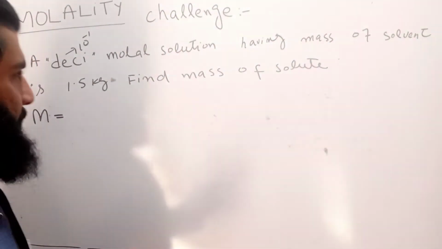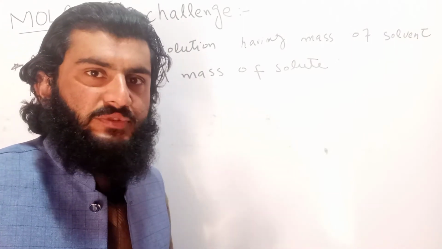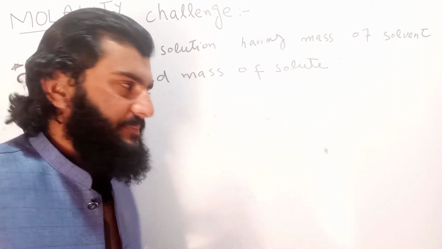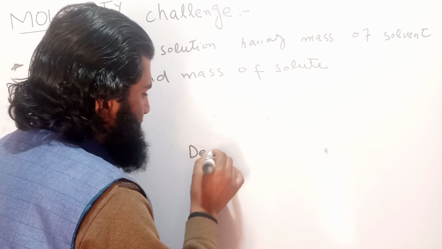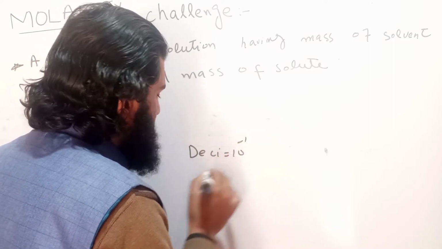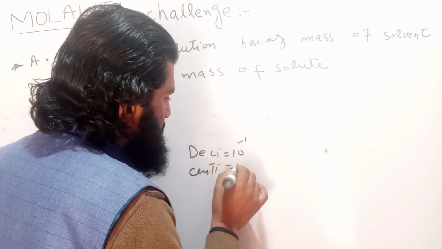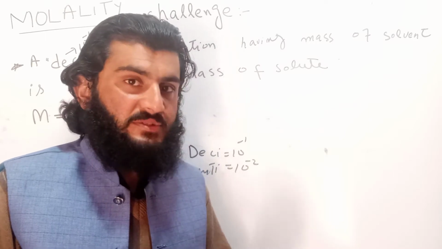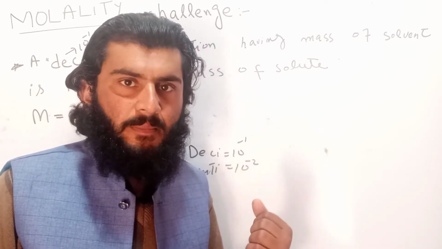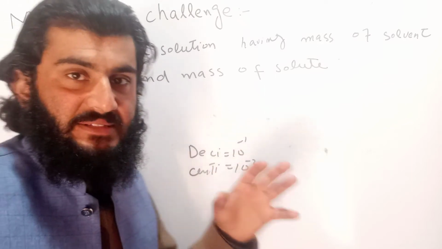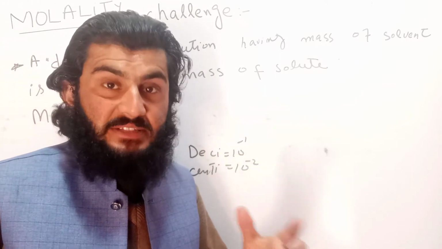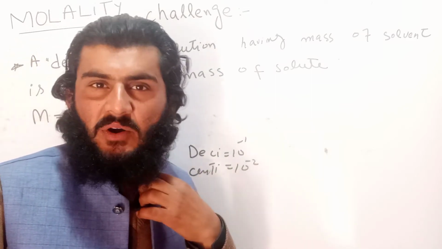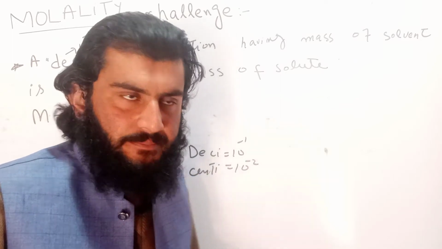In the previous lecture question which we resolved, I forgot, but you should know deci means 10 raised to the power minus 1. Centi means 10 raised to the power minus 2. Clear? If the question had been a centimolar solution, then put 10 raised to the power minus 2 instead of 10 raised to the power minus 1. Clear? Okay.